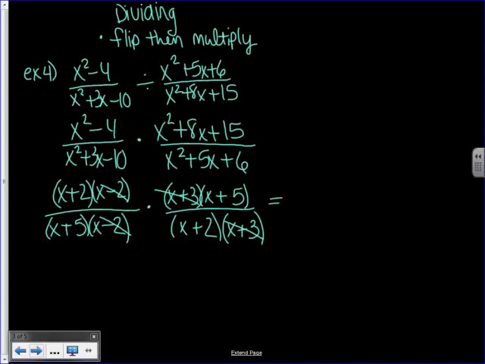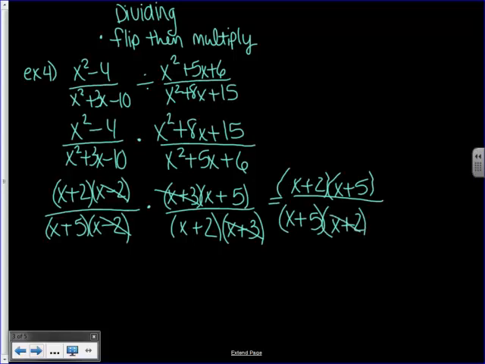So I have x plus 2 times x plus 5 over x plus 5 over x plus 2. Now let's see what cancels. My x plus 2's cancel. So do my x plus 5's. What do you think that's going to leave me with?